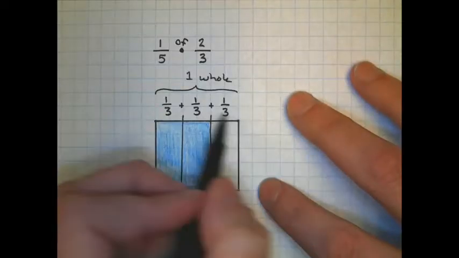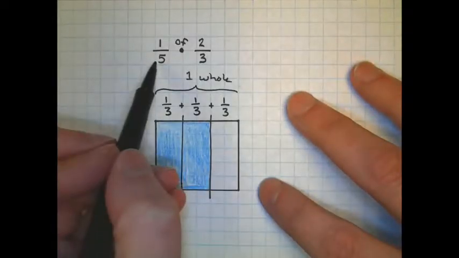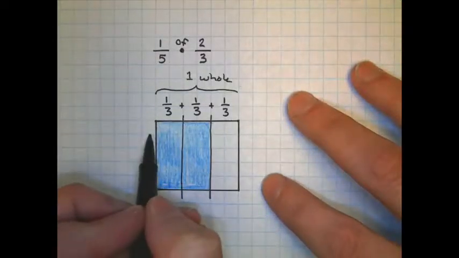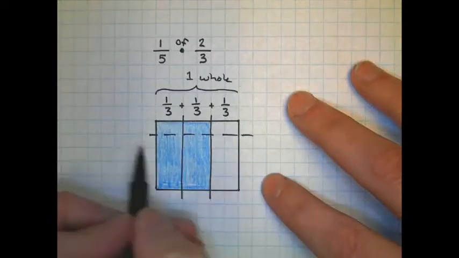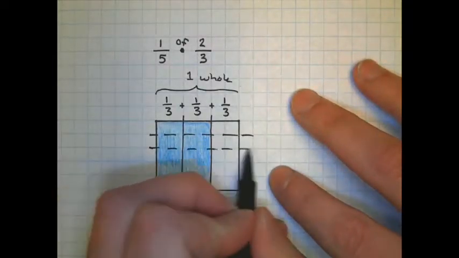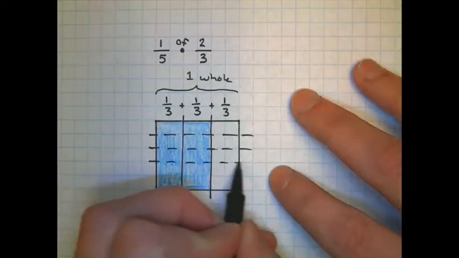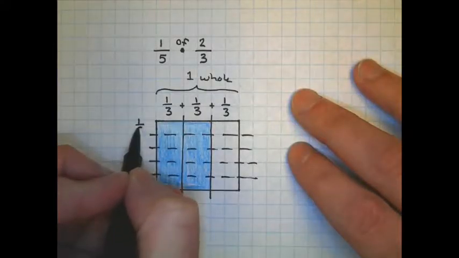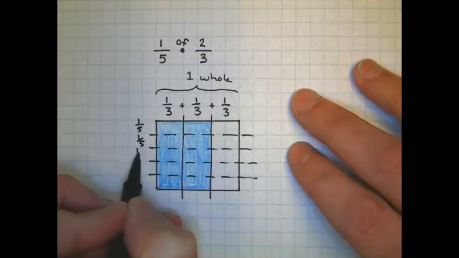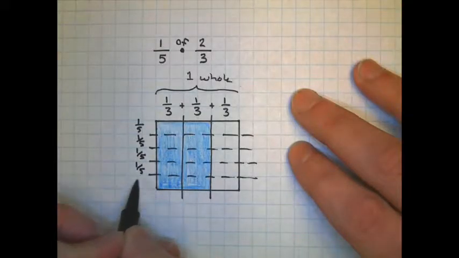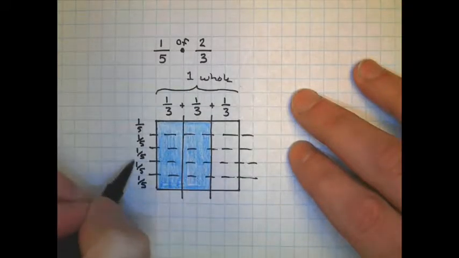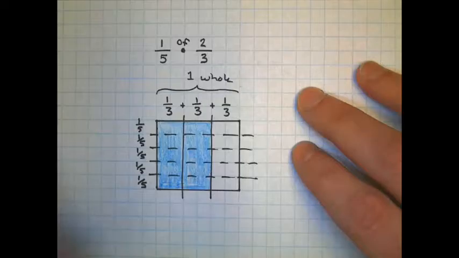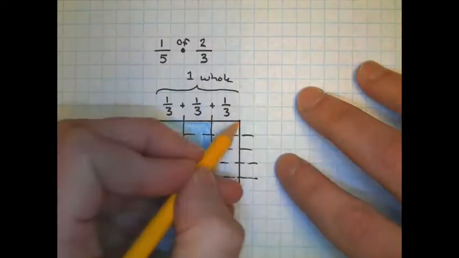So I'm going to look at this same whole again, and I'm going to break it into fifths, but I'm going to do it horizontally this time. So here's 1/5, 2/5, 3/5, 4/5, and 5/5. Here's a fifth, a fifth, a fifth, a fifth, and a fifth: 1, 2, 3, 4, 5. And I want one of those fifths. So here's one of those fifths, and I'm going to shade that in.